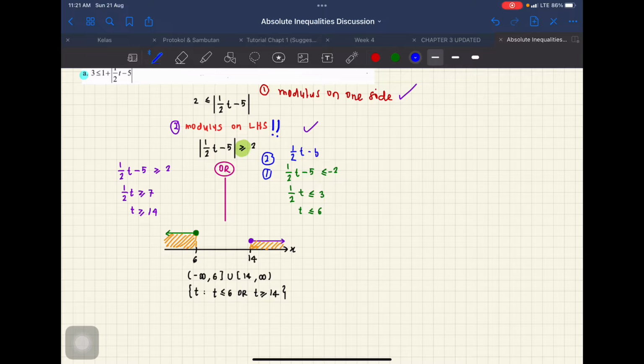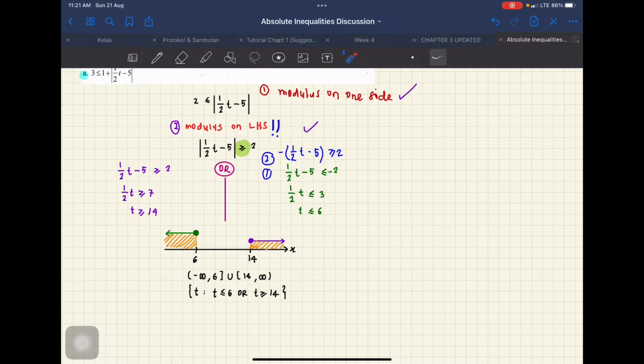T minus 5. Oopsie. Sabar, salin everything greater than or equal to 2, tapi awak letak negatif pada depan yang ada modulus tadi. Okay, so awak salin everything mula-mula, salin je semua, tapi jangan lupa letak modulus. Jangan lupa letak negatif kat sini. Okay, so this is the second way in which you can write the negative part of the modulus.